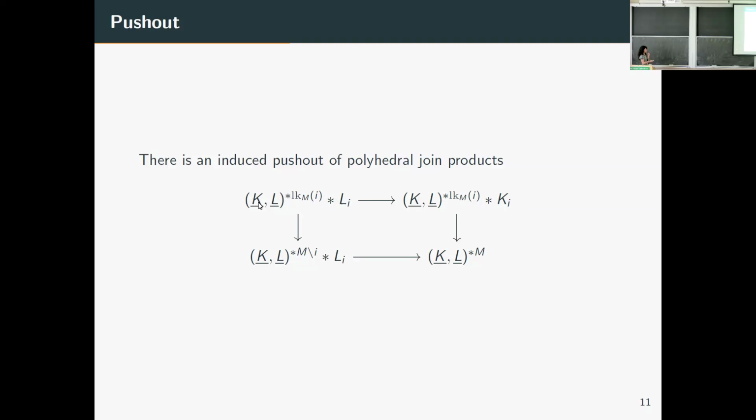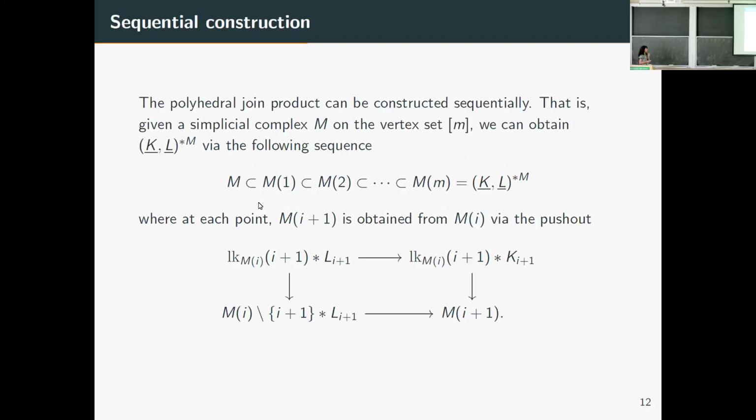And we can use this information to, instead of viewing the polyhedral join product as taking M and then producing the polyhedral join product, actually do this sequentially. At each vertex, we can apply this pushout and slowly build up to our polyhedral join product. And this is quite a useful tool in proving things about polyhedral products associated to polyhedral join products.